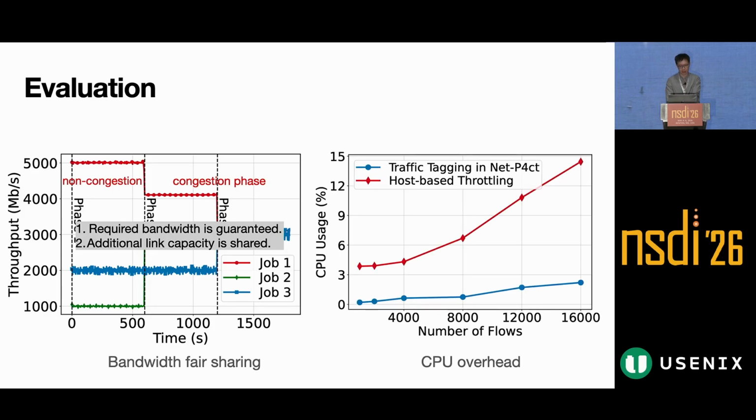The figure shows that as the number of flows increased from 2,000 to 16,000, the CPU usage for both modes increases, while Net-P4ct remains under 3% CPU usage, even at 16,000 flows, and host-based throttling is reaching near 15% CPU usage. This means Net-P4ct can reduce the CPU usage a lot.